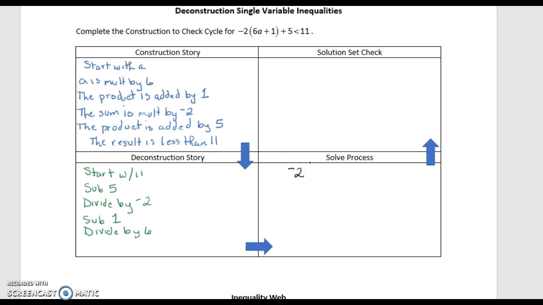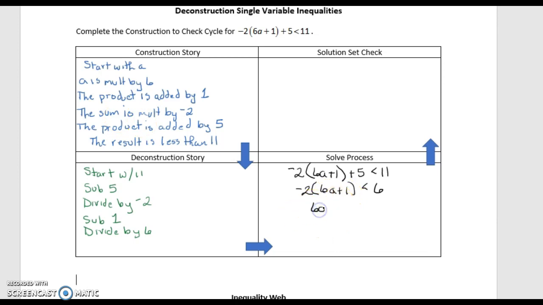So I'm going to start off with the inequality. Our inequality in our deconstruct story says we're going to subtract 5. And when we subtract 5, we know that we're going to end up with a product. And so here's our product. So we know that we're going to end up with the product of this sum, and we know that that's going to be 6 here. Then we're going to divide by -2, and when we divide by -2, we're going to end up with the sum, and here's our sum.